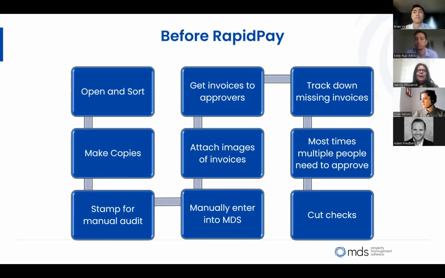Some people are getting them emailed. Some people actually have stacks that they're getting handed. Sometimes when you're doing that, you end up spending a lot of time trying to track down missing invoices or who's holding on to invoices. And then most times, multiple people need to approve. And then finally, once everything's approved, then you go ahead and cut checks.